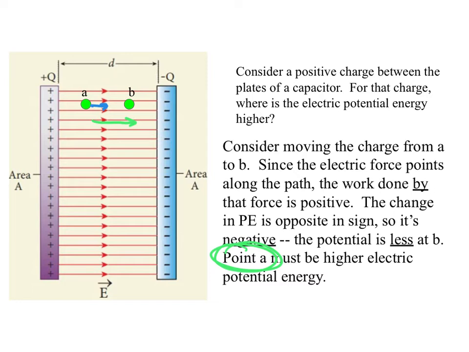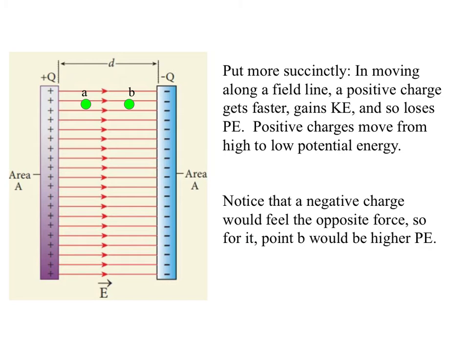You could look at it a slightly different way, and maybe that would be useful. We know that since the force points along the direction the object's actually moving, it will accelerate the object. The particle will end up moving faster at B. If you let it go at A, it would move to B on its own. And so we know that means it will gain kinetic energy, which would have to come out of potential energy. So the particle must be losing potential energy. To put that succinctly, in moving along a field line, a positive charge gets faster, gains kinetic energy, and so loses potential energy. Positive charges move from high to low potential energy.